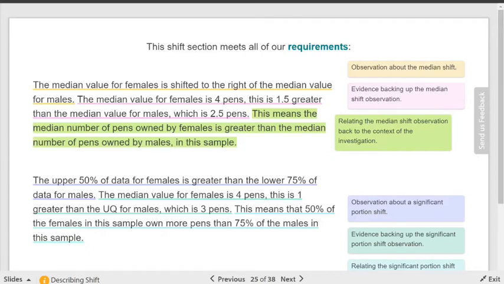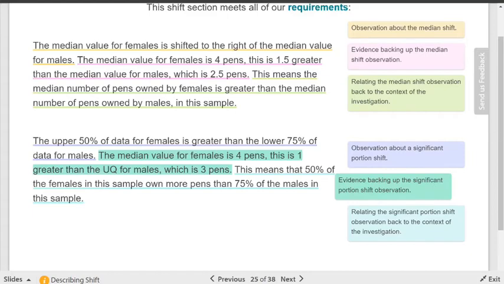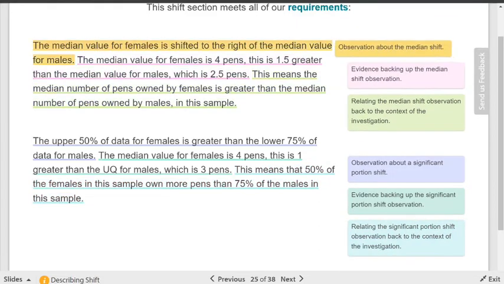I think these descriptors are much more clear than the ones that we've been seeing. Some of them have been kind of fuzzy. Right? Observation about a significant shift, portion shift, evidence backing up this shift, and relating back to what that means. Okay? So you see how clearly they've defined each one. Is good? All right, so you have it there.